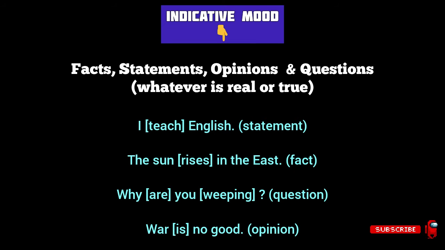In the next example, we have a question. "Why are you weeping?" So in this interrogative sentence also, the verb "are weeping" is in the indicative mood. However, sometimes a verb in an interrogative sentence is said to be in the interrogative mood. "War is no good." This sentence expresses my personal opinion. Hence, in this sentence also, the verb is in the indicative mood. So remember, verbs representing facts, statements, opinions, and questions are said to be in the indicative mood.